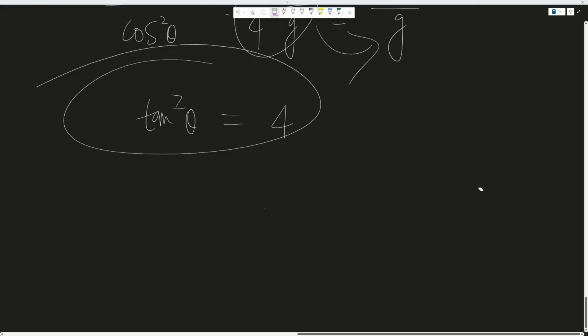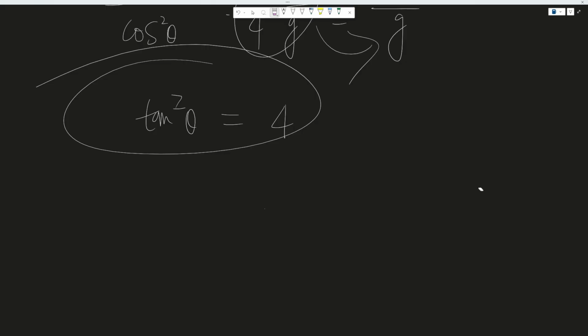Using our calculator to find what theta is, we get theta is approximately 63.4 degrees. And that is our answer to part C.